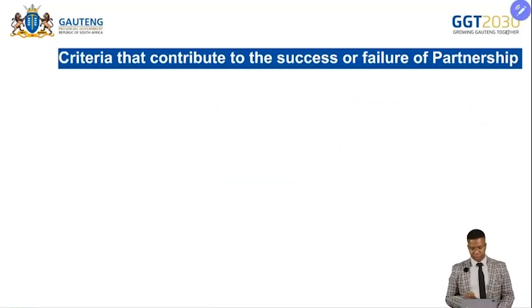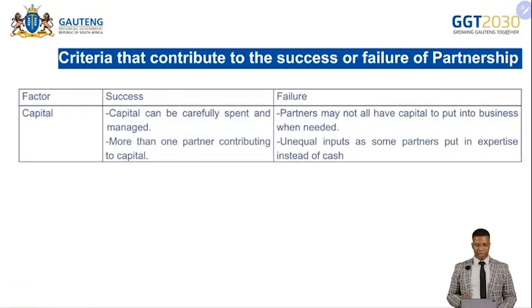Then we look into another factor, which is capital. Now, when it comes to partnership, capital can be carefully spent and managed, and more than one partner contributing capital is also a success factor, because remember, it means more people will be contributing and the partnership can have more capital to operate that particular company.